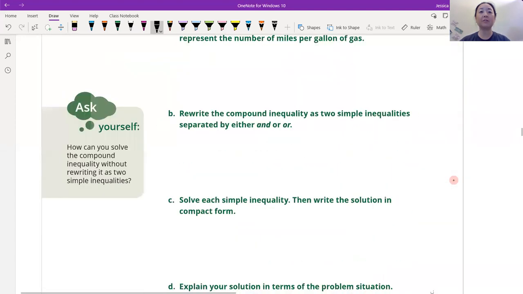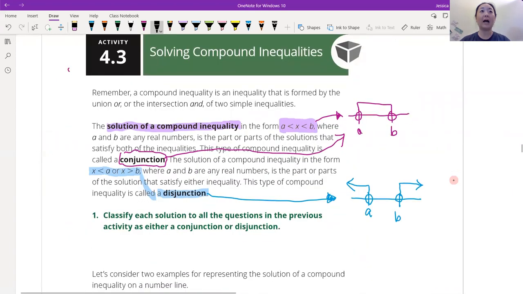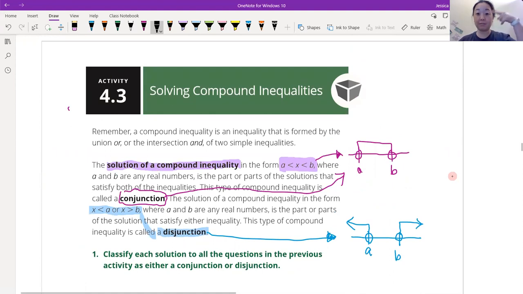Okay, so we're going to just go on to the next part here. If you take a look, we're on page 123, activity 4.3. Are you there? Okay, so these are the solutions to a compound inequality. A compound meaning where we have two numbers, right? The X is between these numbers, or it's less than this number and greater than this number, things like this, right?